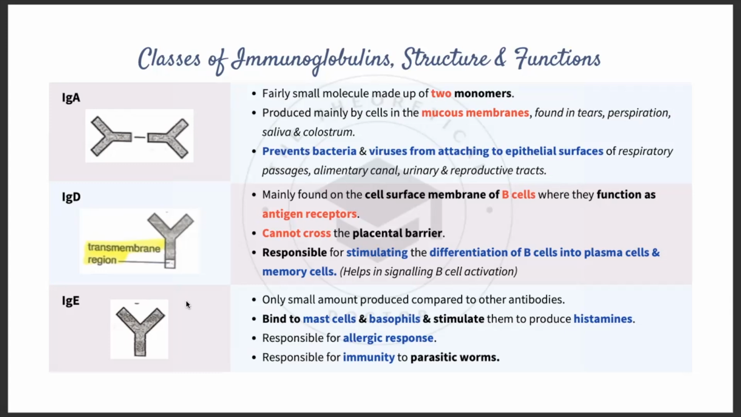IgE, the last one, or immunoglobulin E. It is found only in small amount compared to other antibodies. So they bind to mast cells, basophils, and stimulate them to produce histamines. They are responsible for allergic response and responsible for immunity to parasitic worms. Basically, when you see IgE, all you have to remember is allergy and histamines.